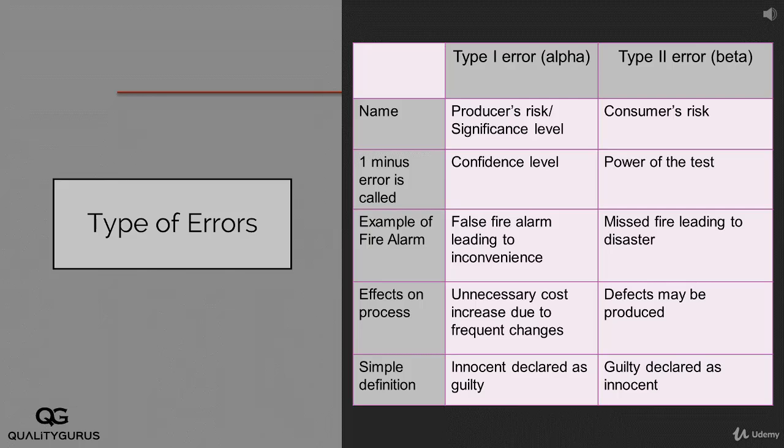In simple terms, type 1 error is when an innocent is declared guilty by the court. That's type 1 error. Type 2 error is that a guilty person is declared innocent. That's all you probably need to understand.